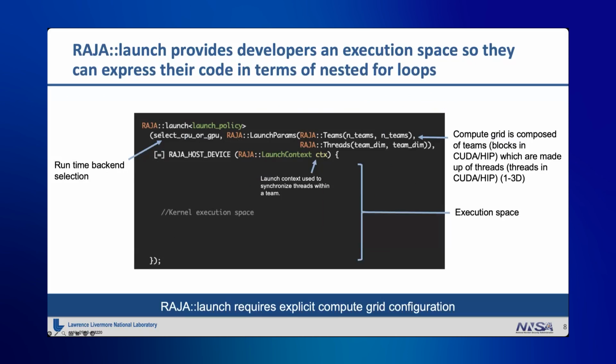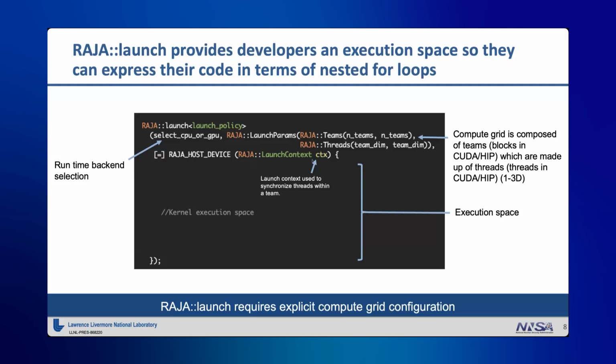Within the launch parameters, you specify the number of teams, which is analogous to CUDA blocks or HIP blocks. And threads are the same as in CUDA and HIP, right? They're threads. So given a compute grid, threads are grouped together into teams, and you can synchronize between threads in the team.